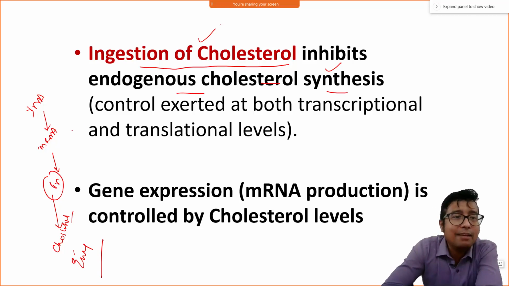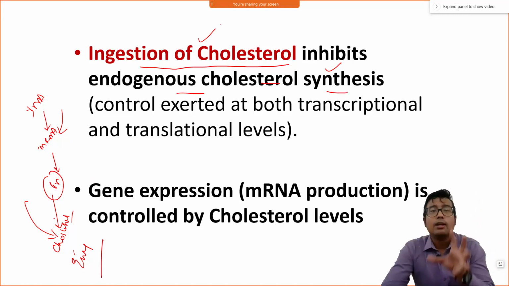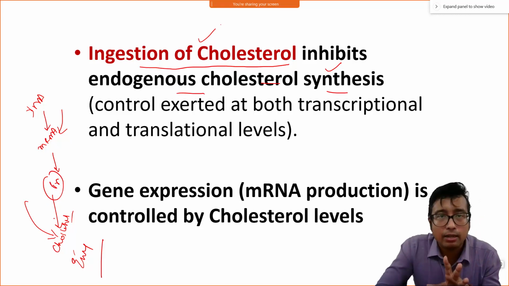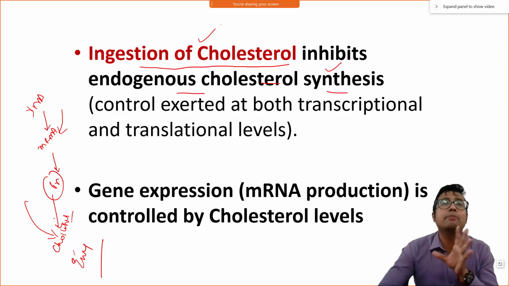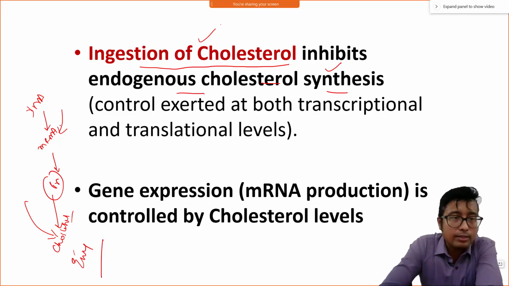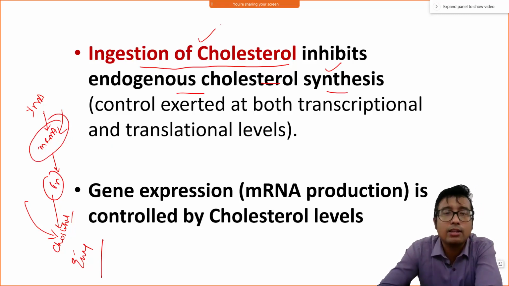So if we inhibit the synthesis of mRNA, then these cholesterol synthesis enzymes will be inhibited. Remember, we are not giving any enzyme inhibitor from outside, or doing any feedback inhibition. We are actually influencing at the genetic level. If mRNA synthesis stops, then there will be no translation. No translation means there will be no protein.